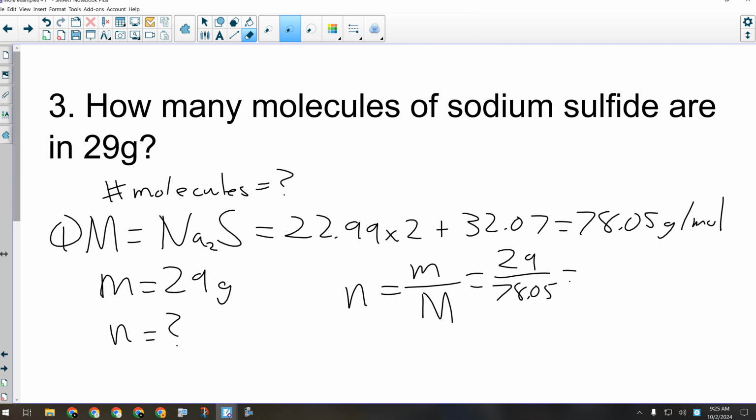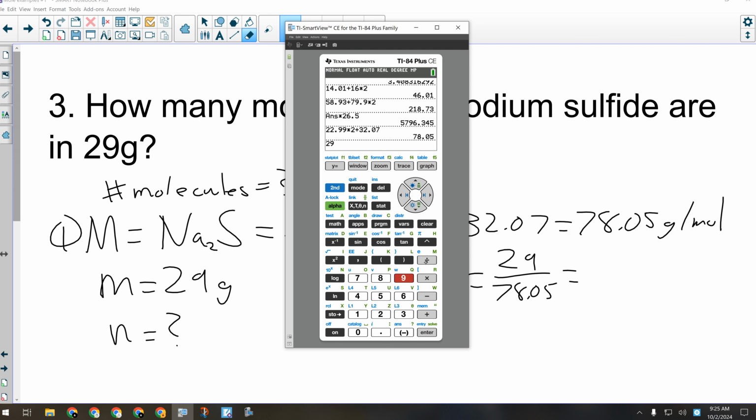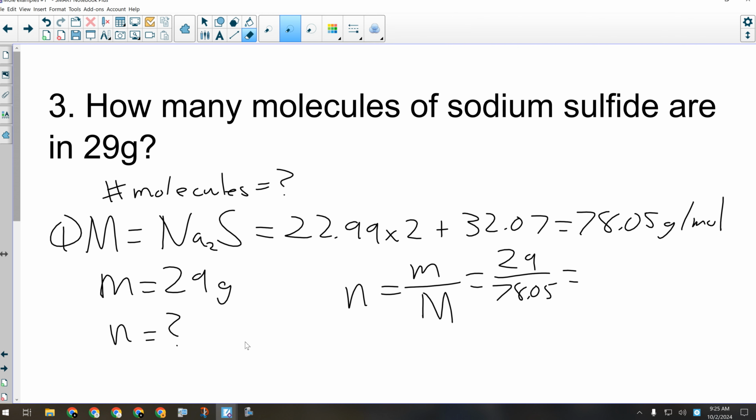Do I have more or less than 1 mole? Less. It's okay if I get a decimal here for N. It absolutely is. All right, 29 divided by 78.05. So we got 0.37 moles. I'm going to keep all those decimals in my calculator. 0.37 moles. Now that I have N, how can I use it to find the number of molecules?